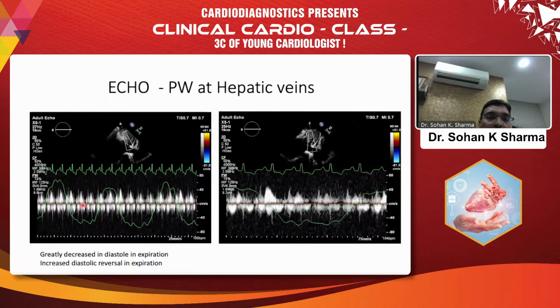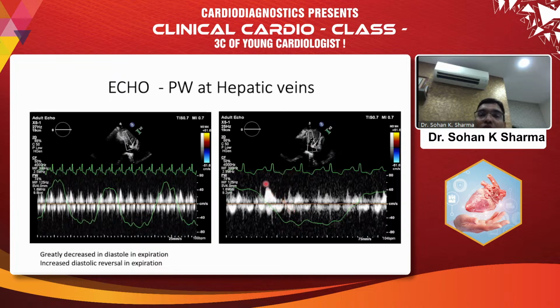What does it mean? This is the respiratory channel, and this is the ECG. So there is a great decrease in diastole in expiration and increased diastolic reversal. How do you identify the systole and diastole? If you recollect that diagram of the timing of events, this is the P wave, and after the P wave there is a QRS complex, and after the QRS complex there is an X descent. Possibly, this is the X descent, the systolic event. So with the X descent, there is a systolic wave, and with the Y descent, in the diastolic phase, there is a diastolic wave.